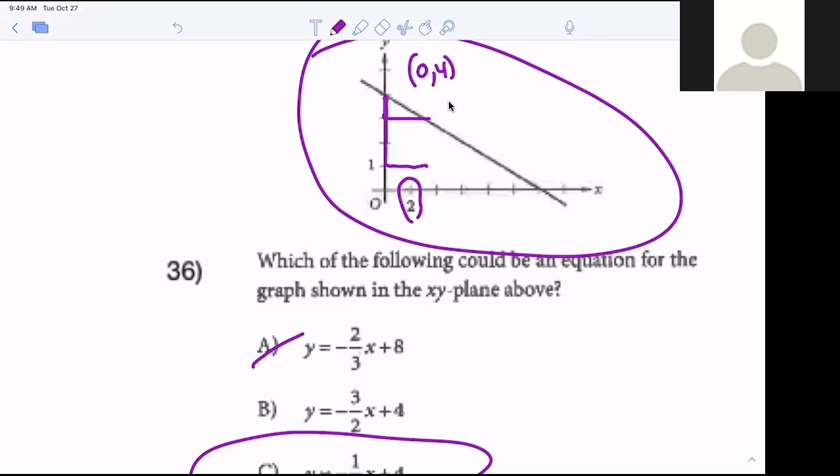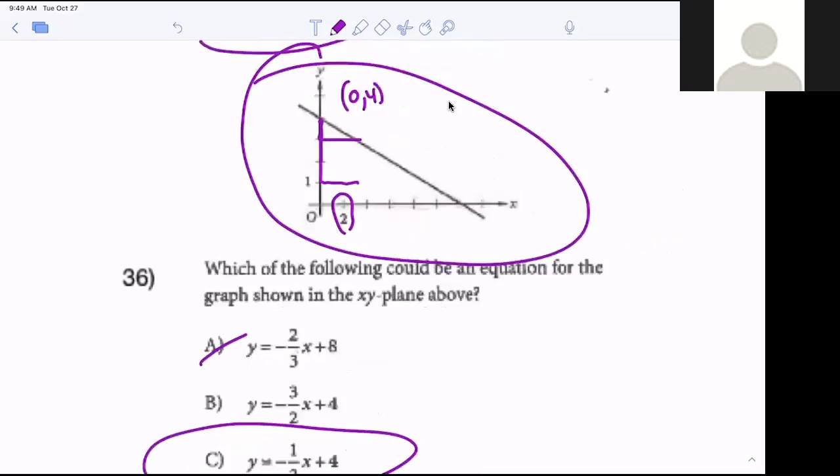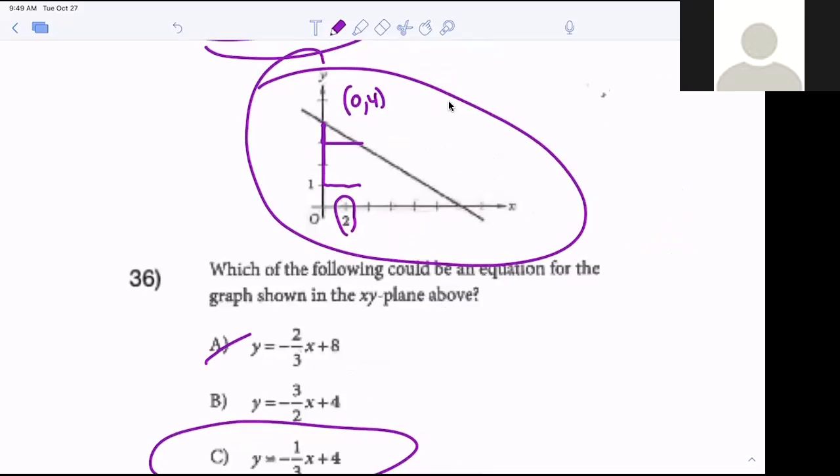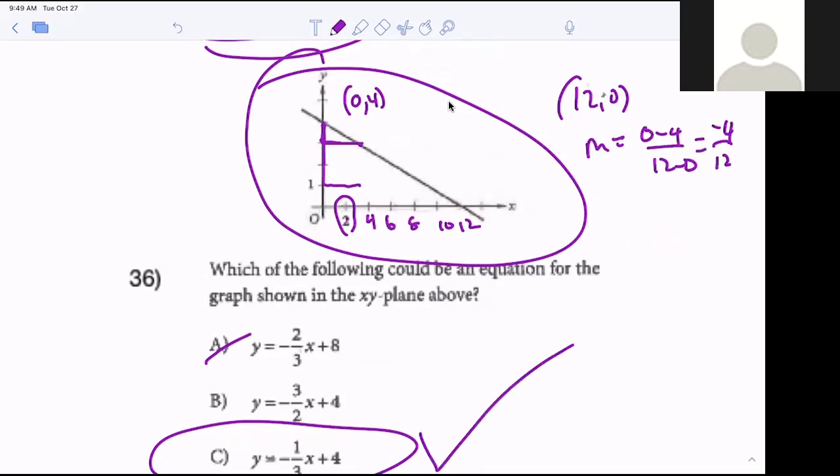So let's see if I made a mistake. I go down 1, and if this point is right, this point right here is 2, 4, 6, 8, 10, 12. So that point is 12, comma 0. Everybody calculate the slope. Slope equals 0 minus 4 over 12 minus 0. Negative 4 over 12 is negative 1/3. So we did get the right answer.